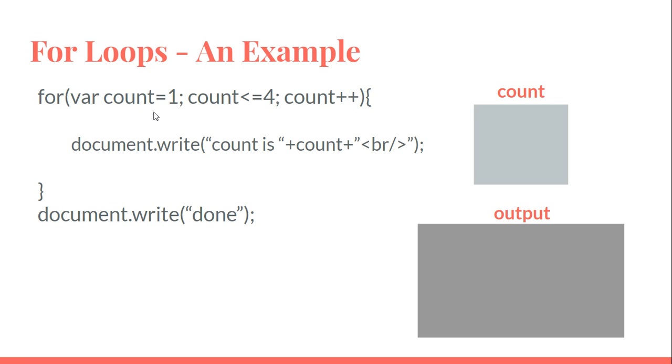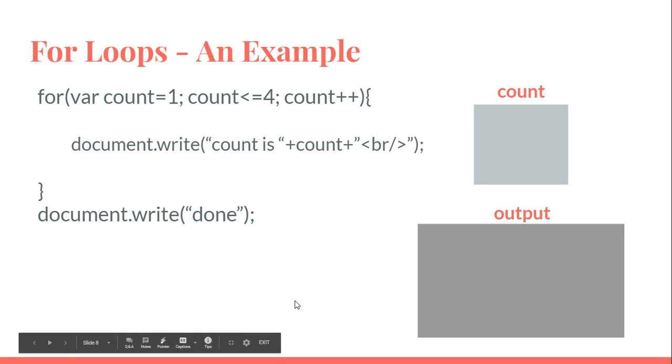Now, when I read this for loop, it helps sometimes to read it in this way: var count equals 1, as long as count is less than or equal to 4. And when we read it that way, then we have a better understanding of when the loop is going to run. The loop is going to start at 1 and it will continue running as long as count is less than or equal to 4. And in each case, we're going to increase count.